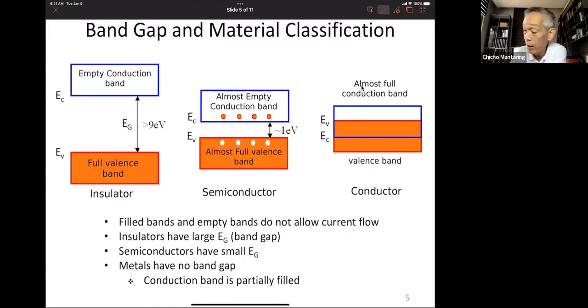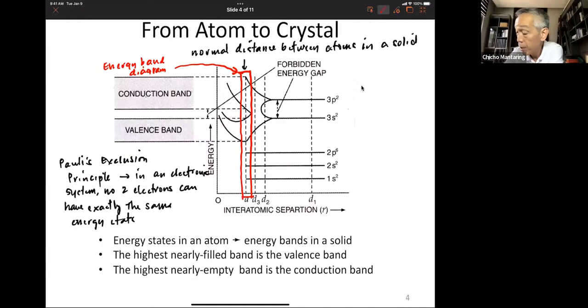Now, this distance is called your energy gap or your band gap. We call this the forbidden energy gap. Later on, you're going to see why. That's because electrons cannot exist with this energy state. Your electrons can exist up here, down here, but not in the middle. The same thing here. That's called your energy gap or your band gap.